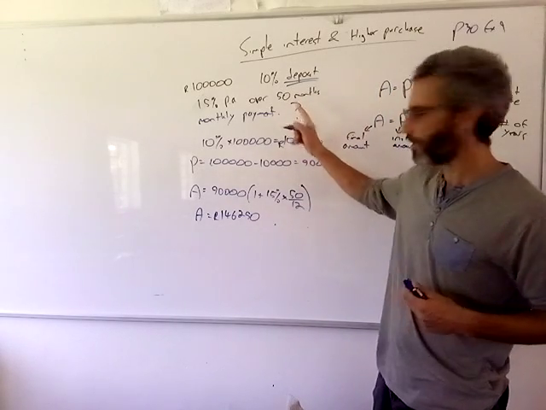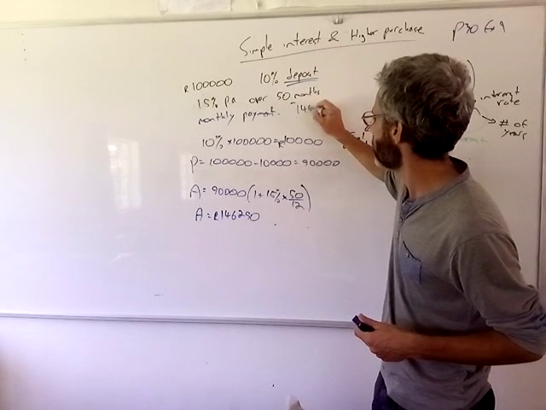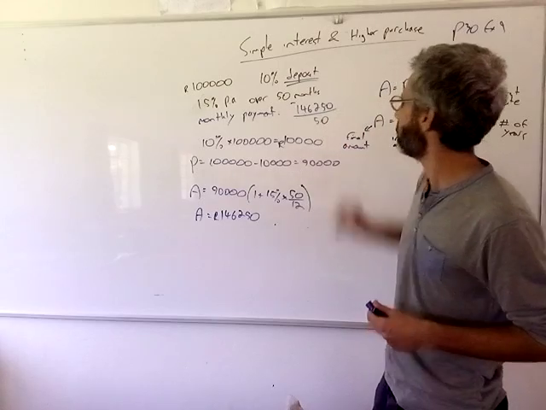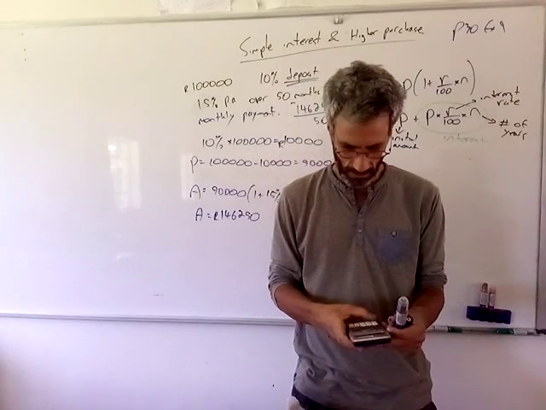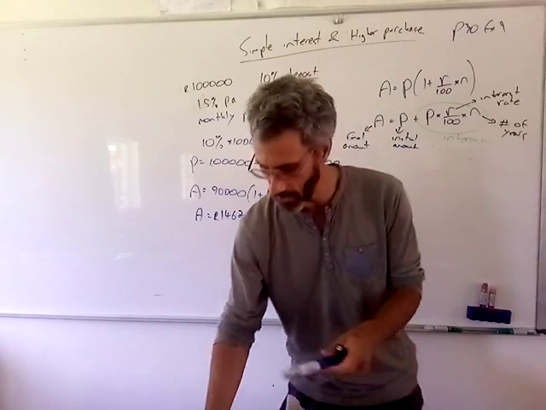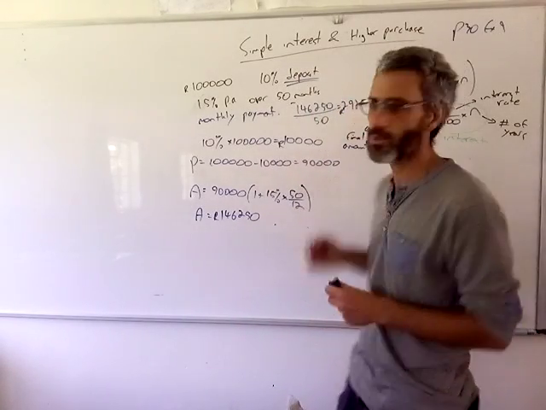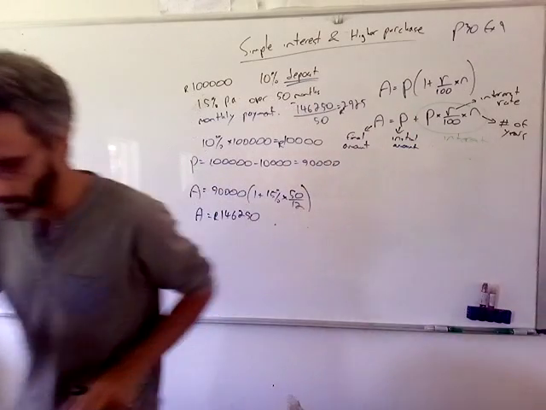Well, it's 50 months. So the monthly payments are simply going to be 146,250, and I must divide it by 50. And if I do that, I got 2,925. 2,925 rand a month, which kind of makes sense. We're going to do one more difficult question.